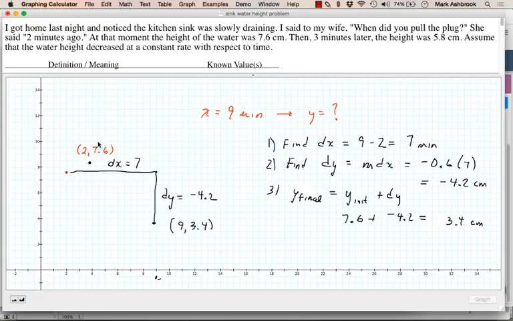And what did we do? We had one correspondence point of this relationship, and it allowed us to find another one. That at 9 minutes, the height is 3.4.